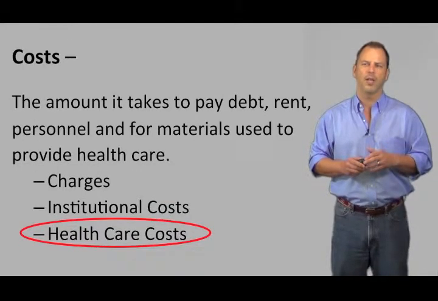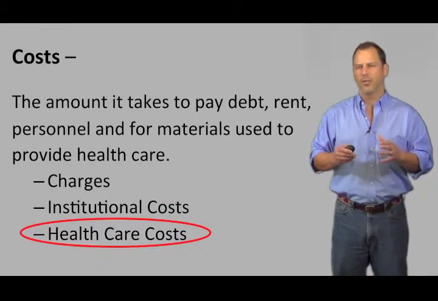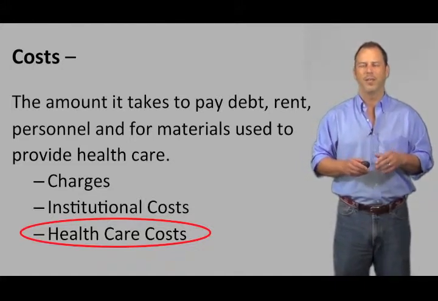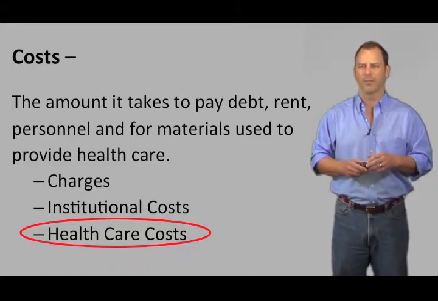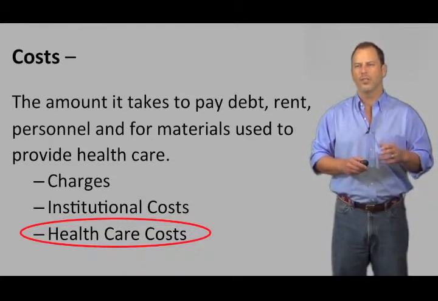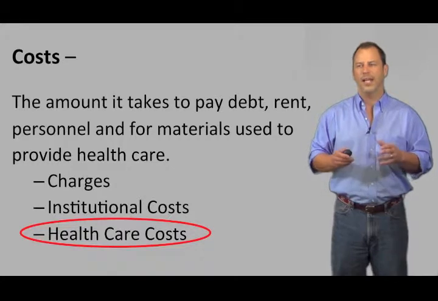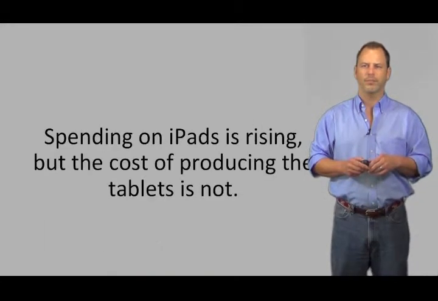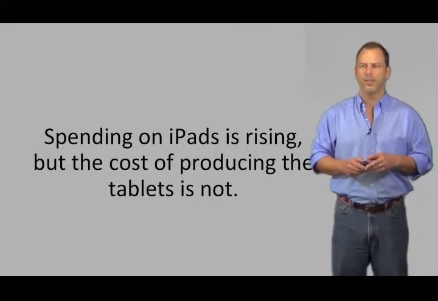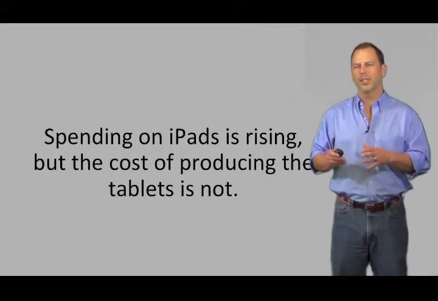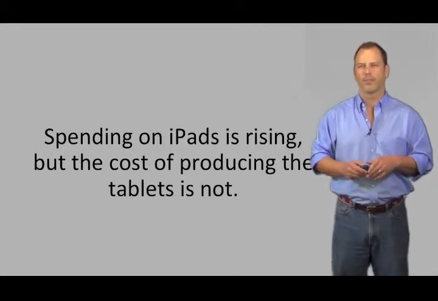But healthcare costs are the amount it takes to pay for the direct and indirect, fixed and variable items and time needed to deliver healthcare. These costs are sometimes referred to as charges or institutional costs. And to add to our confusion, they're sometimes called healthcare costs. Here's a quote to make the difference understandable. Spending on iPads is rising, but the cost of producing the tablets is not.